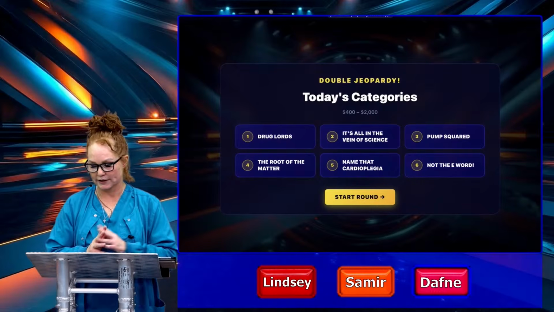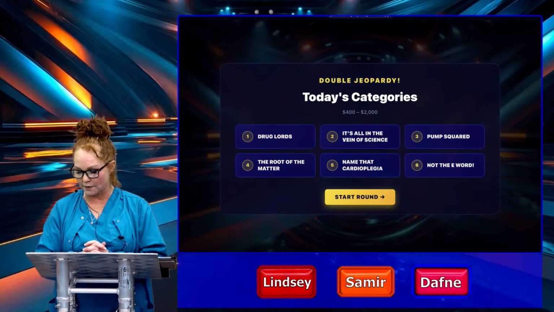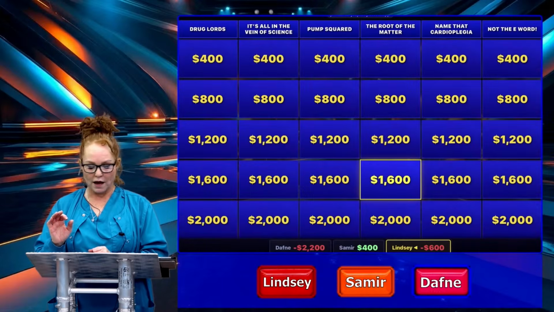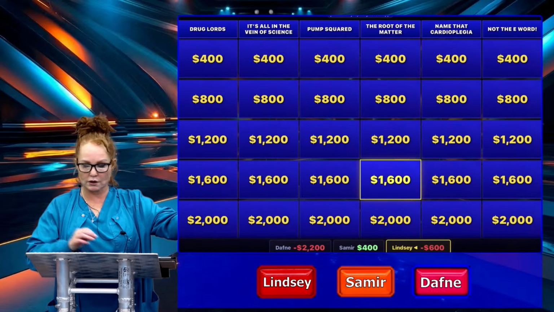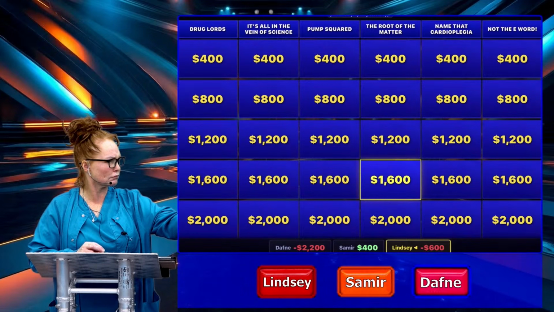These are our categories. Drug lords, it's all in the vein of science, pump squared, the root of the matter, name that cardioplegia, not the E word. Okay, control of the board from our last round. Lindsay, you have control of the board. Let's go. Pump squared 400.